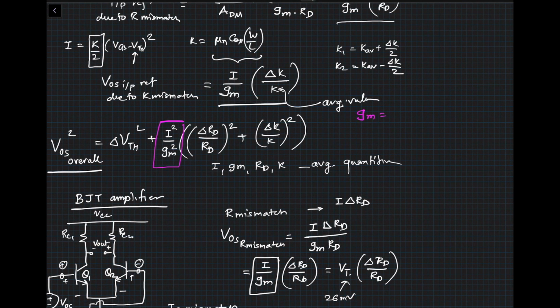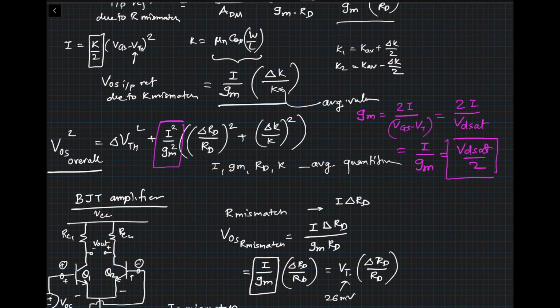GM is equal to 2I divided by VGS minus VT, which is 2I divided by VD sat when we bias the transistor. So this will tell us I divided by GM is equal to VD sat divided by 2. And this we have seen many times. For a bipolar transistor, it's the thermal voltage VT, and for a MOSFET the comparable quantity is the VD sat of the device, or VD sat divided by 2 in this case.